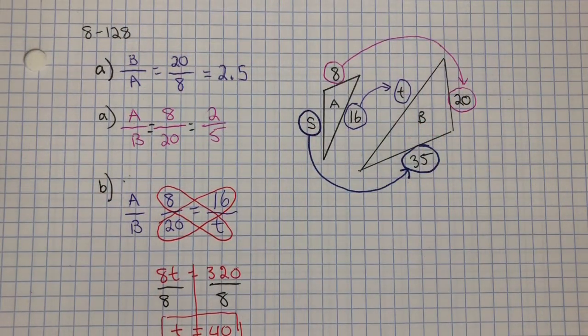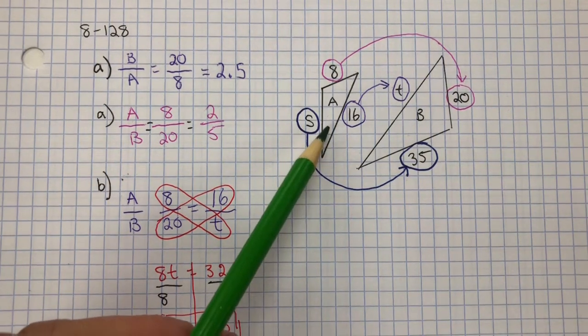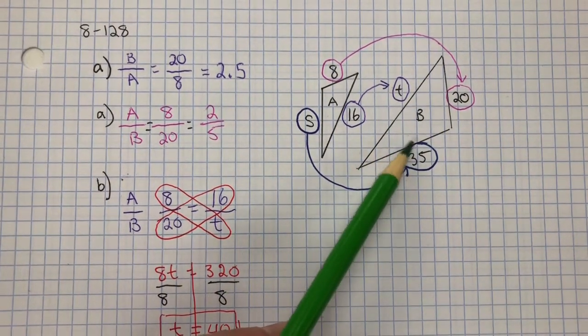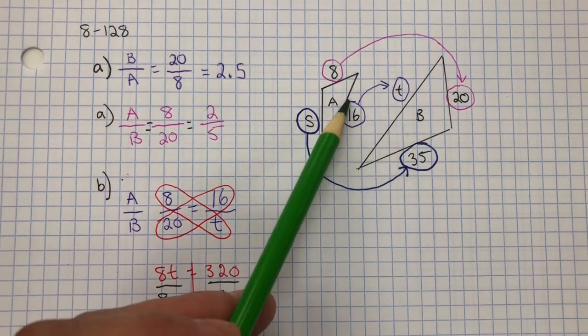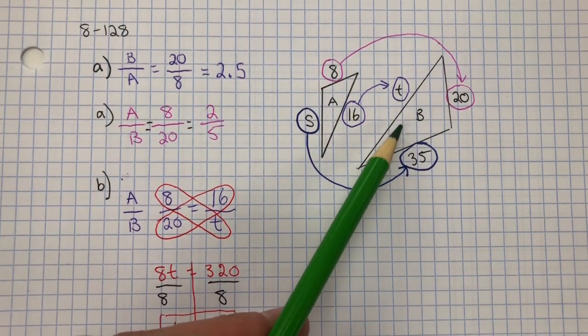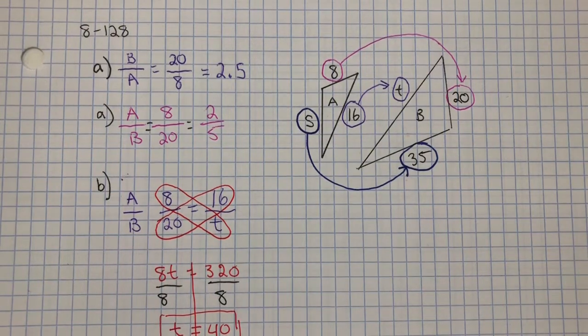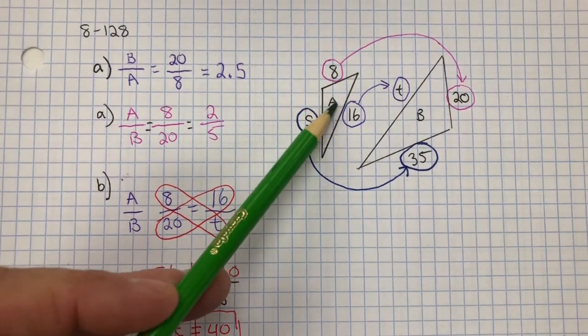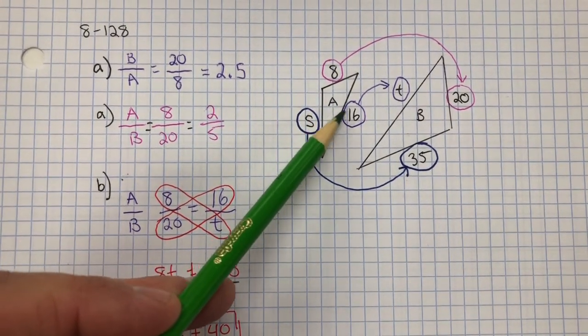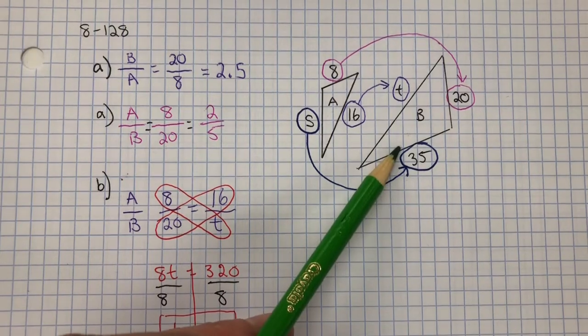For problem 128, you need to find the scale factor between shape A and shape B. So from shape A to shape B, you can tell that it's increasing in size. So if it's increasing in size, that means that the scale factor has to be greater than 1. A scale factor of 1 would keep shape A the same size. So we know that the scale factor is going to be greater than 1.